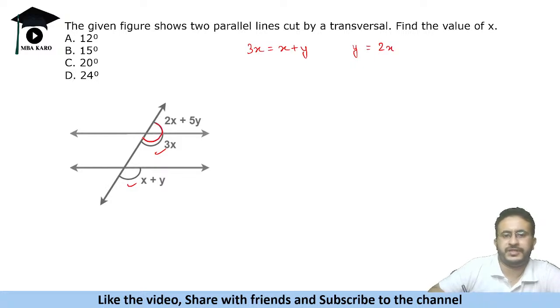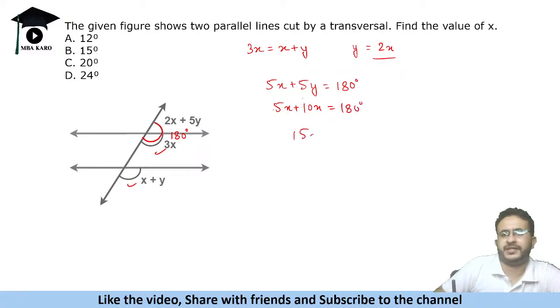Now, the sum of these two angles is 180 degrees. So 5x plus 5y is 180 degrees. Y is 2x. We need to find x. So we will get 10x here, and 15x is 180, or x is 12.